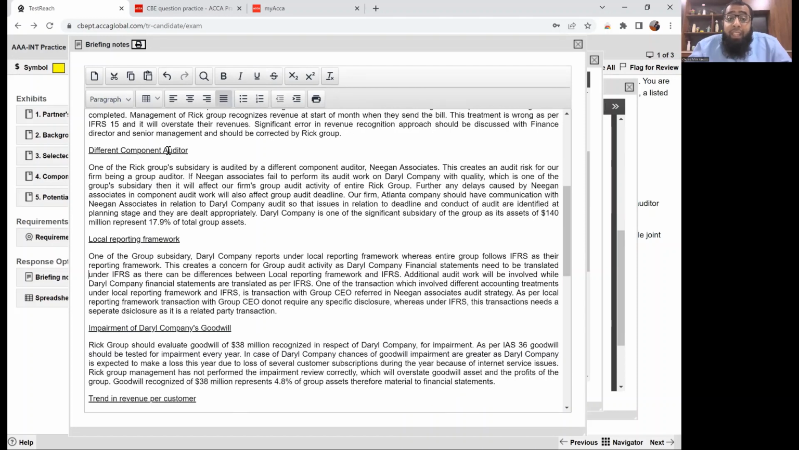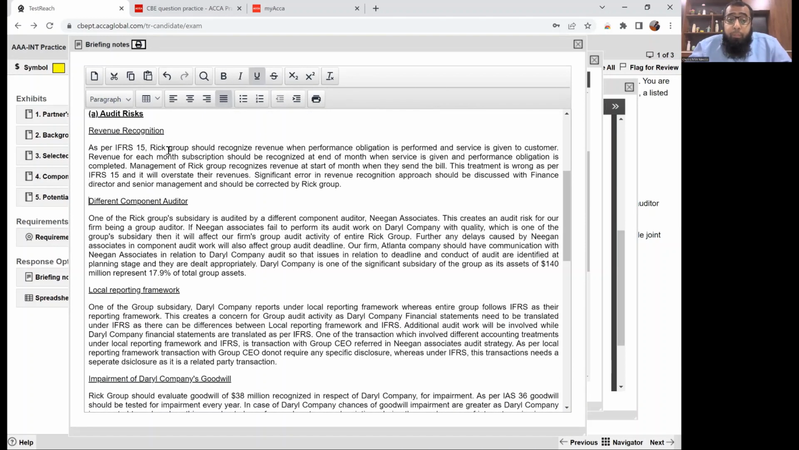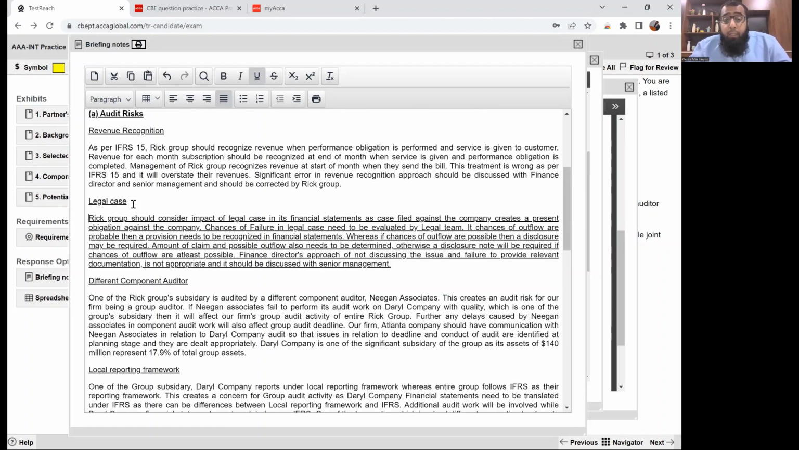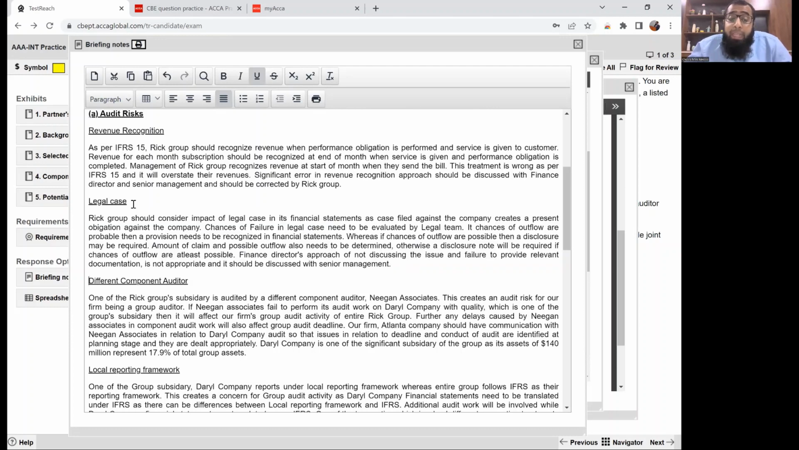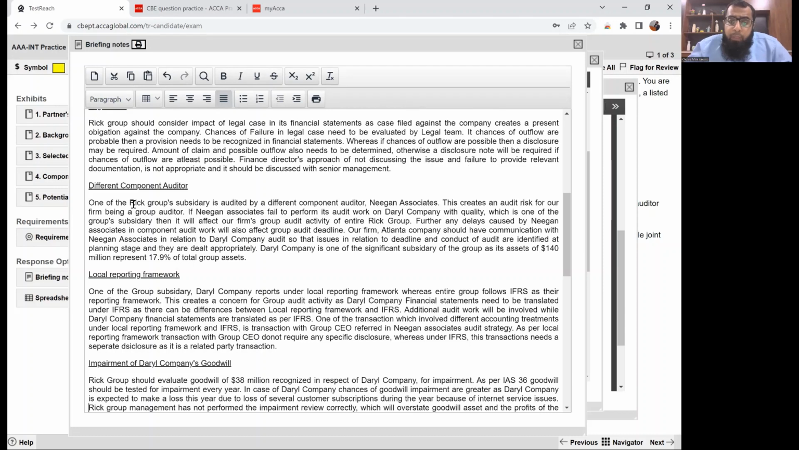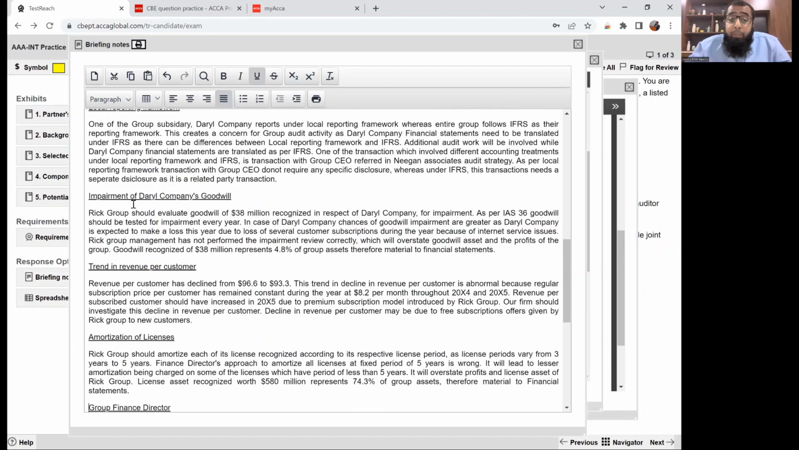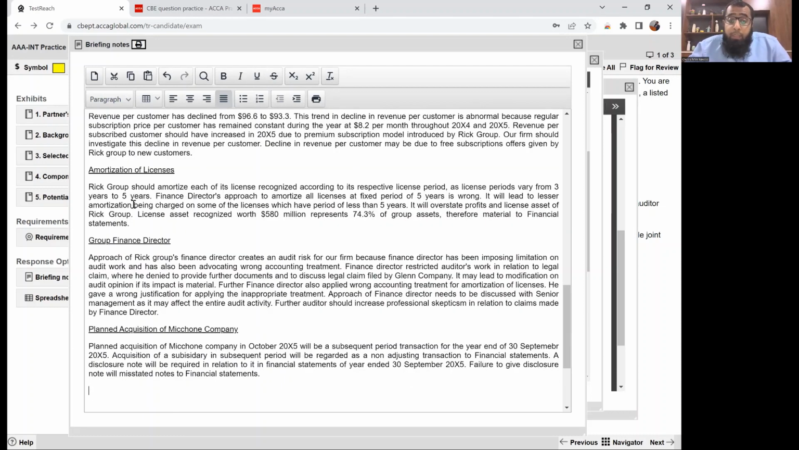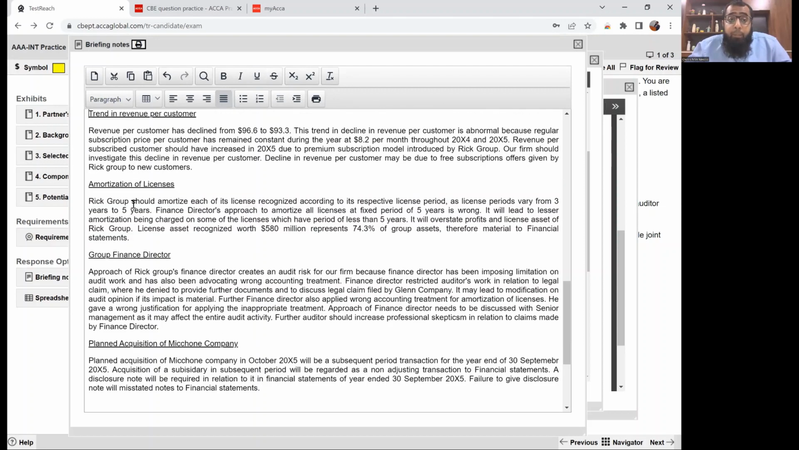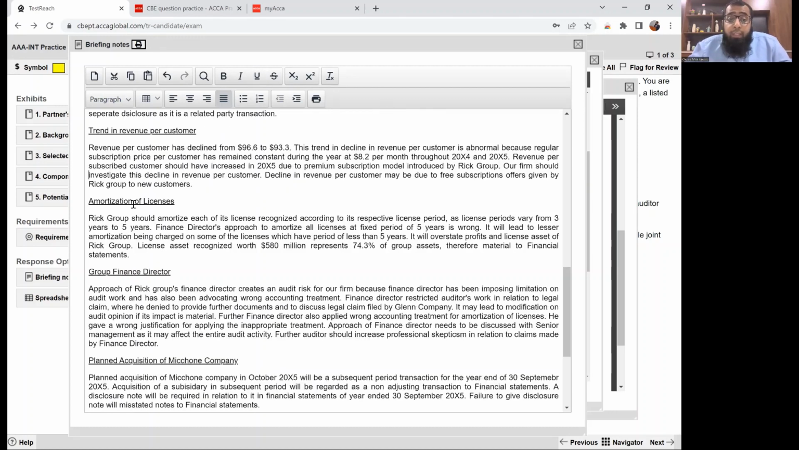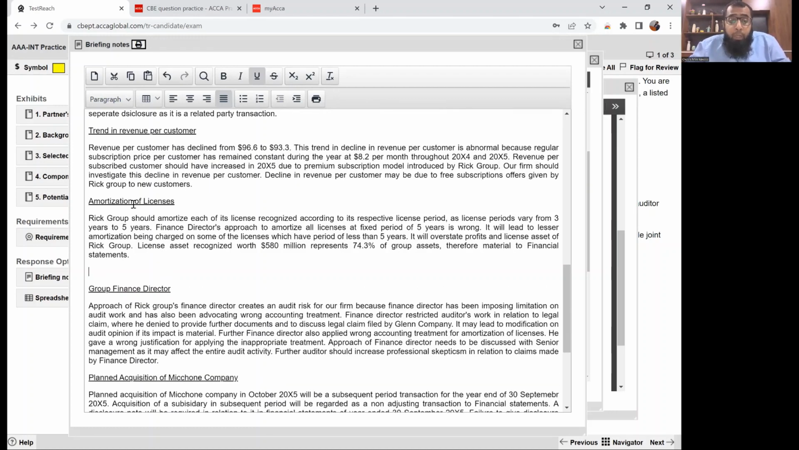Then the issue of legal case was also very important, the claim filed by Glenn Company. Different component auditor and local reporting framework were also important risks. But you can say that the risks which involve materiality will be more important ones. Then you can refer to this amortization of license and this impairment of Darrell Company goodwill. So these are the more important risks.